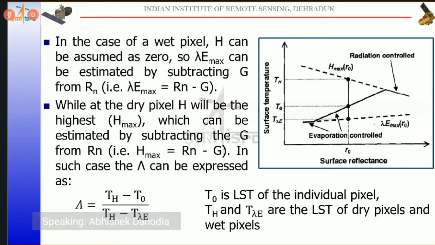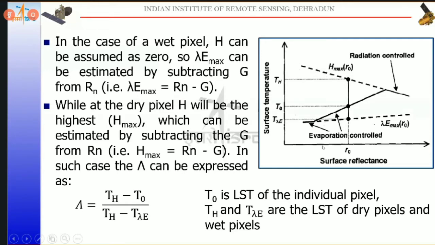So using that information, how do we define this particular line? There are two specific lines. One we call the evaporative control, and the second is the radiation control. The upper one is the radiation control, the lower one defines the evaporation control. Why do we call it evaporation or radiation control? The radiation control line is the upper limit, the maximum surface temperature with respect to the particular albedo value.